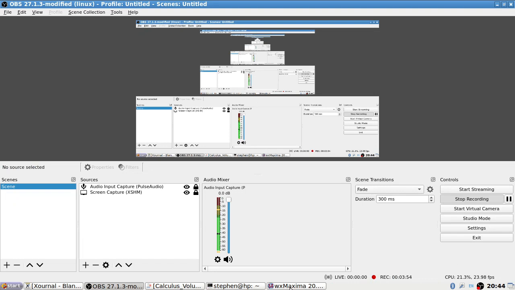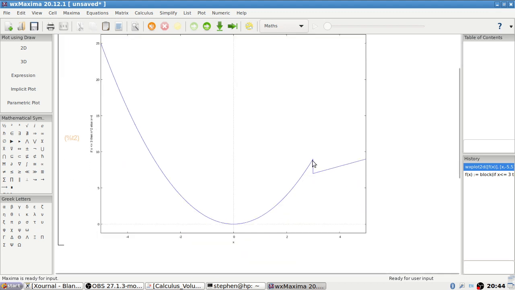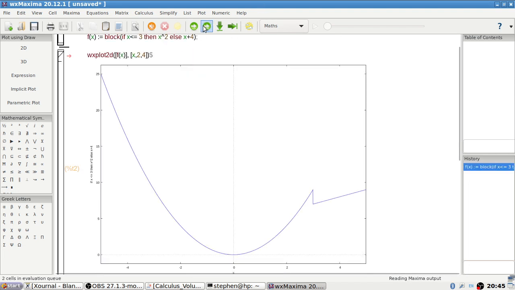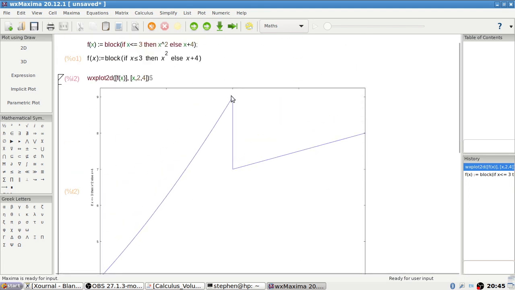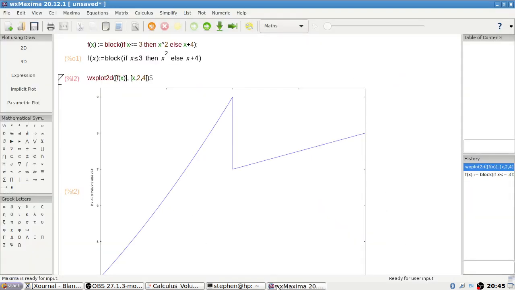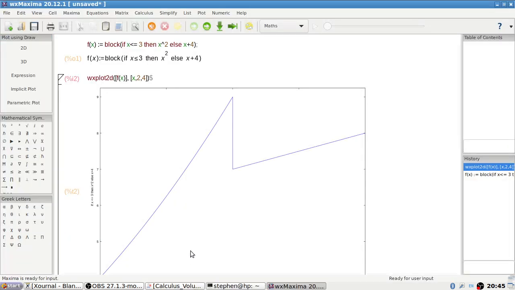Okay, I found a better way to define the piecewise function using a function called block. And then now I can make the graph. So you can see it's broken here. We might even want to focus more in on that. So you can see what's happening here. From the left and from the right, we'll get different answers. Either going to be a 9 or a 7. 9, then 7. We'll see.